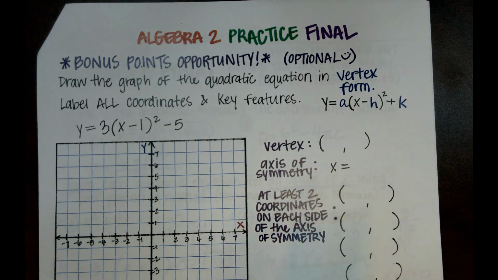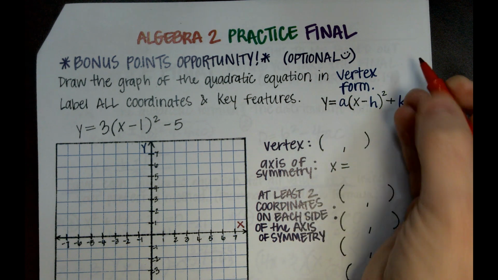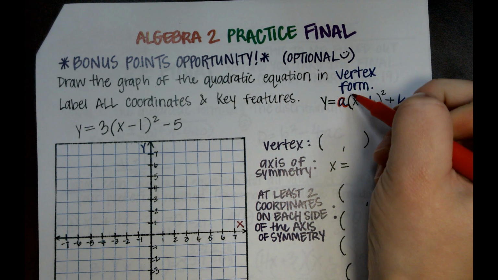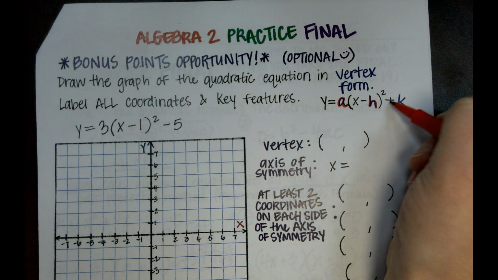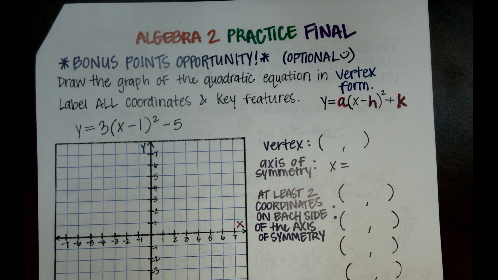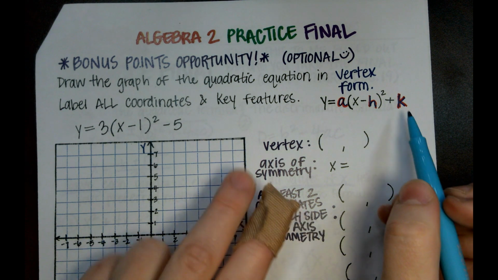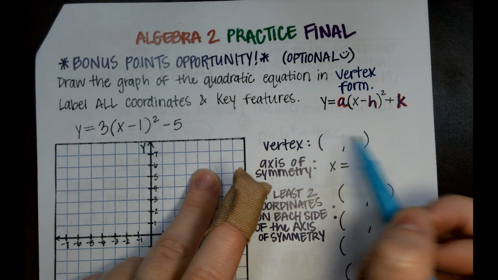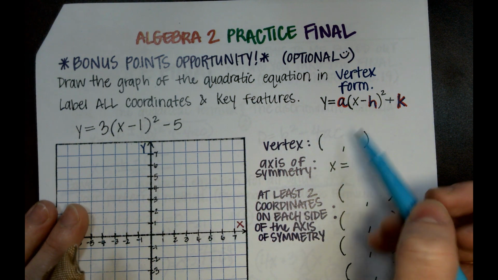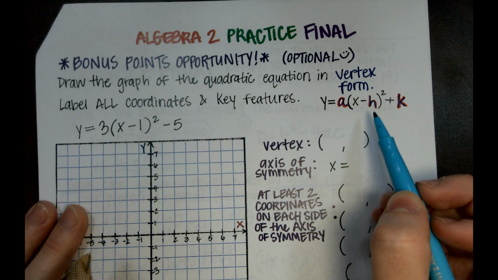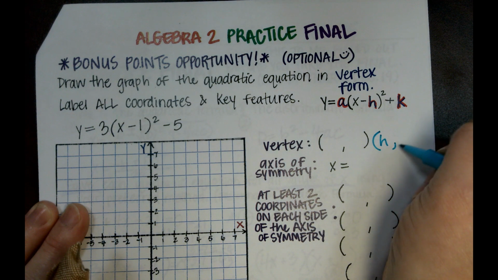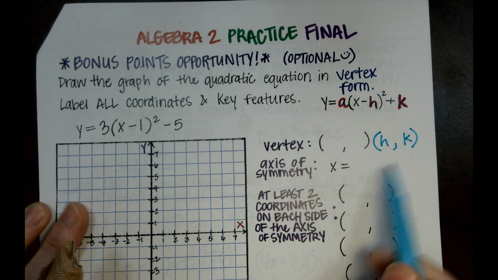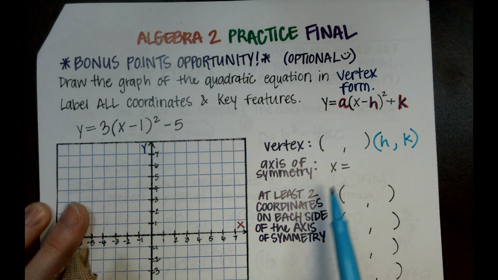So I'm going to tell you what that means. Your equation is in this form: y equals a, and then you'll see parentheses, x minus h squared, plus k. Here's how we do it. It's not as scary as it looks. First of all, the reason it's called vertex form is because your vertex is going to be these letters, h and k. So next to vertex, let's write that: (h, k), instead of x and y.